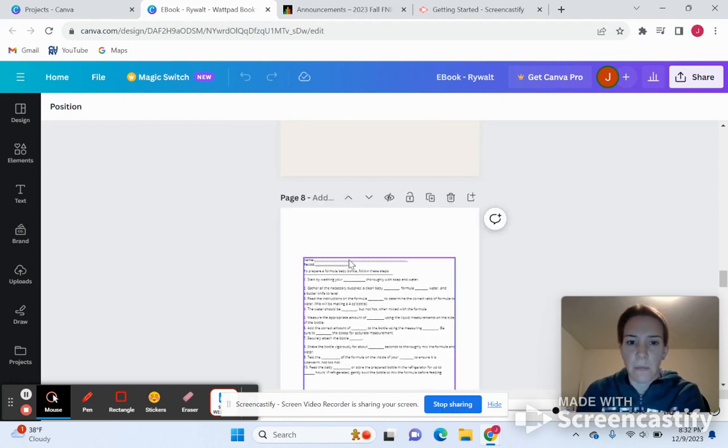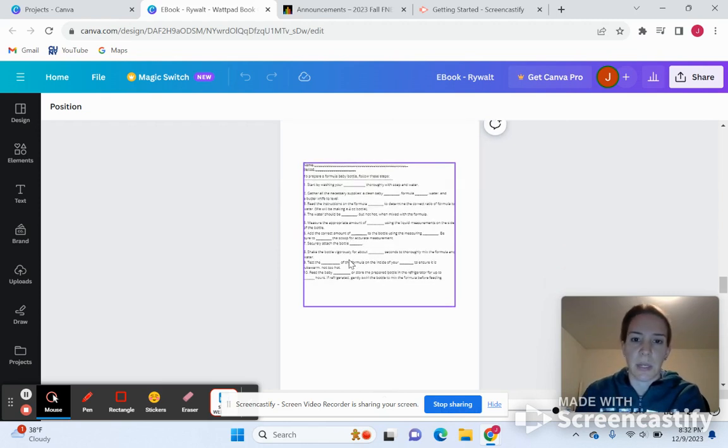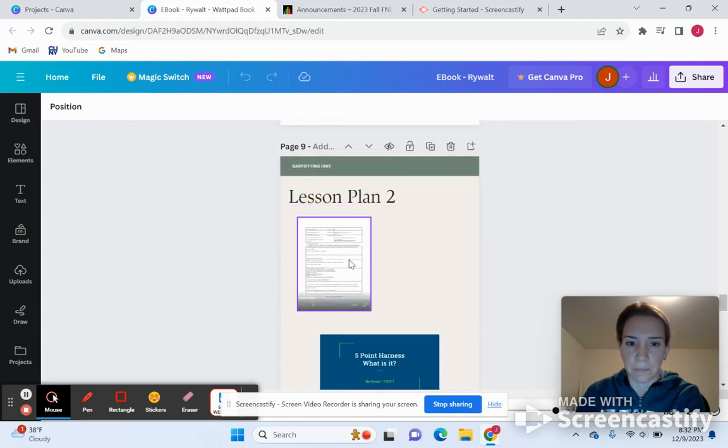And then this page right here, these were the guided notes that the kids filled in while I was doing the demo. So that way when they broke off into their own groups, they had these notes to follow along with, so they didn't miss any steps when preparing their bottles.